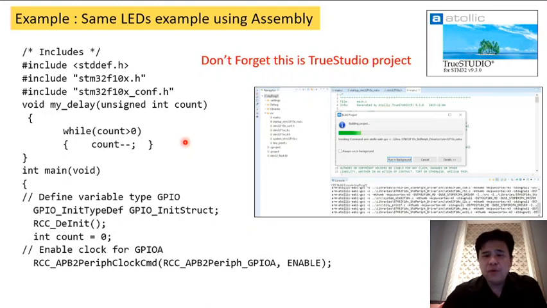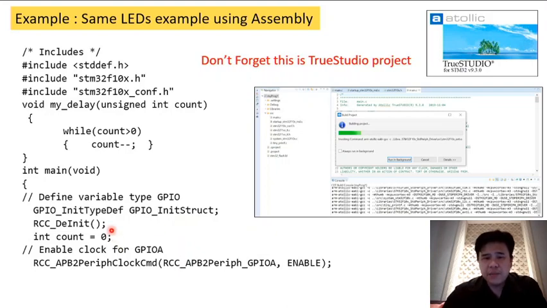Then what is in our main program? First of all, we would like to control our GPIO, right? So we define a variable called GPIO_InitStructure, and this structure, or variable, as an object, is of the type GPIO_InitTypeDef. Okay, we have the new variable that we use to configure our GPIOs.